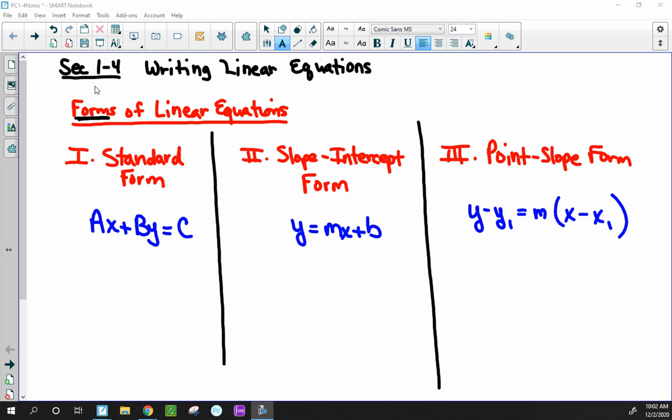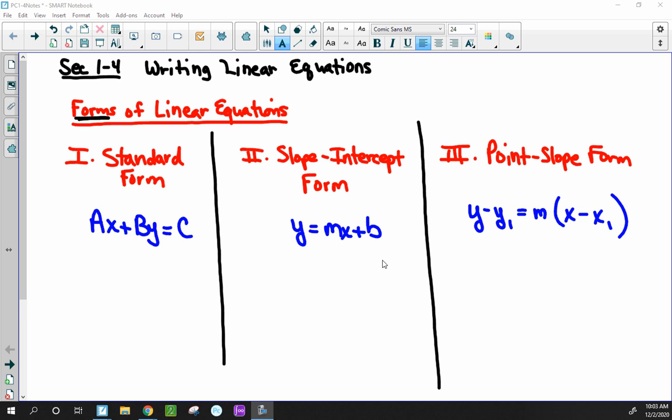Pre-Cal. Today's notes is on section 1.4. It's on writing linear equations. There are three forms of linear equations. Standard form is ax plus by equals c. Slope-intercept form, y equals mx plus b. And point-slope form, y minus y sub 1 equals m times the quantity x minus x sub 1.